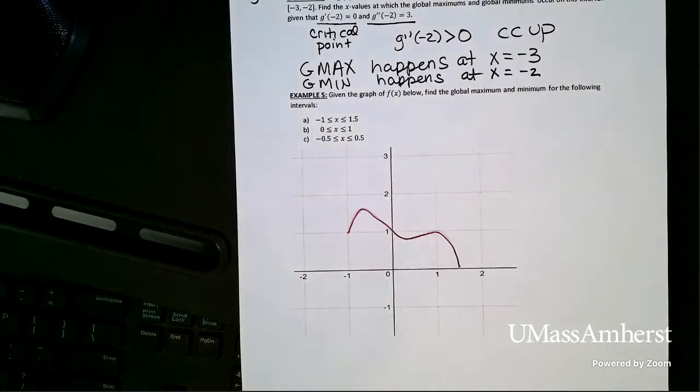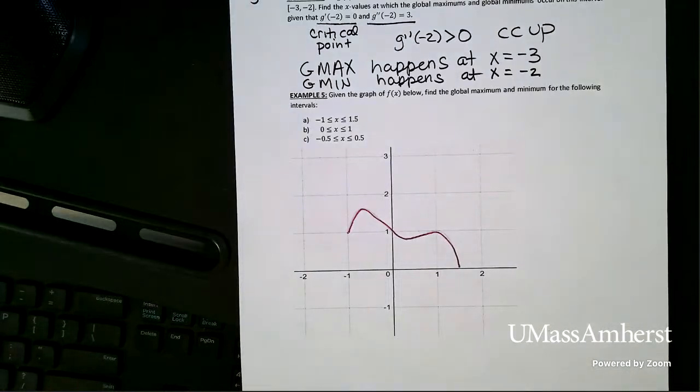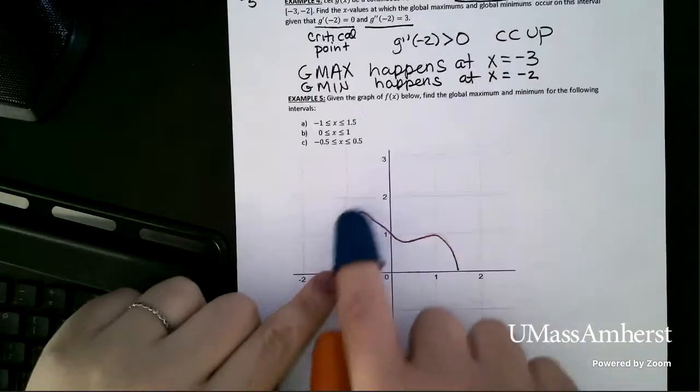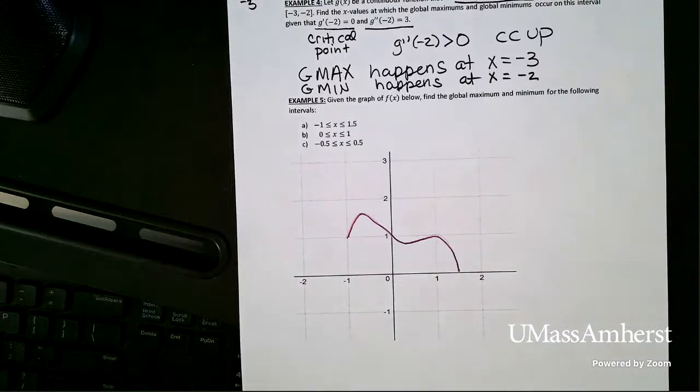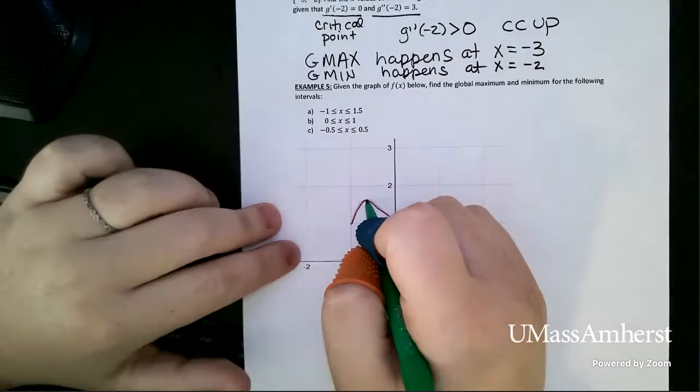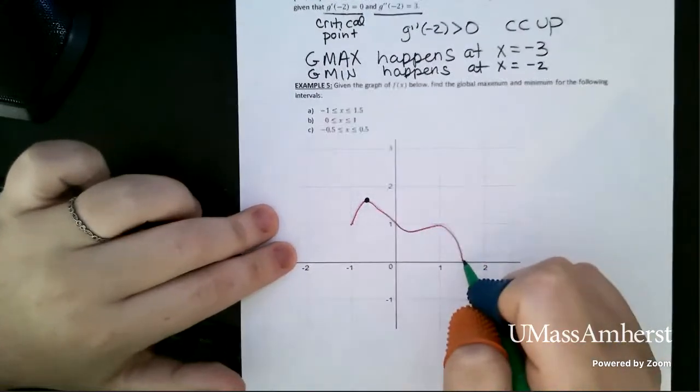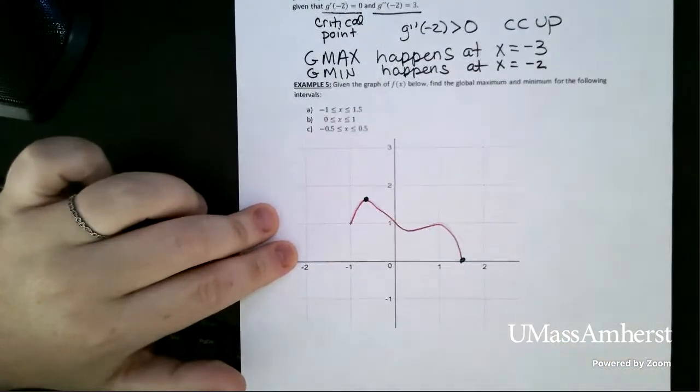All right. So the first interval we're looking at here is the entire interval, from -1 to 1.5. That's the entire picture. If we're thinking about where the global max and global min are, we're looking for the highest and lowest point on this entire graph. So here is the highest point, here is the lowest point.